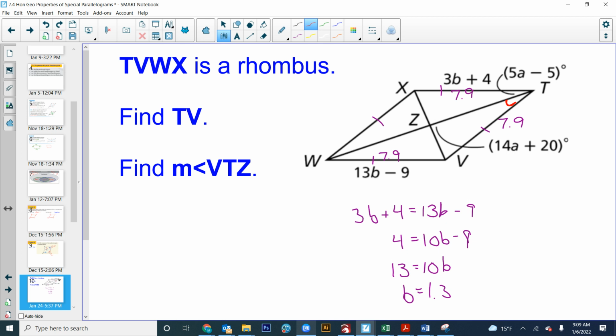We're going to have to solve for a first, aren't we? What's 14a plus 20 equal to? 90. We'll solve for a, plug it in up here, and this angle right here is going to be the same. See it? Let's do it.